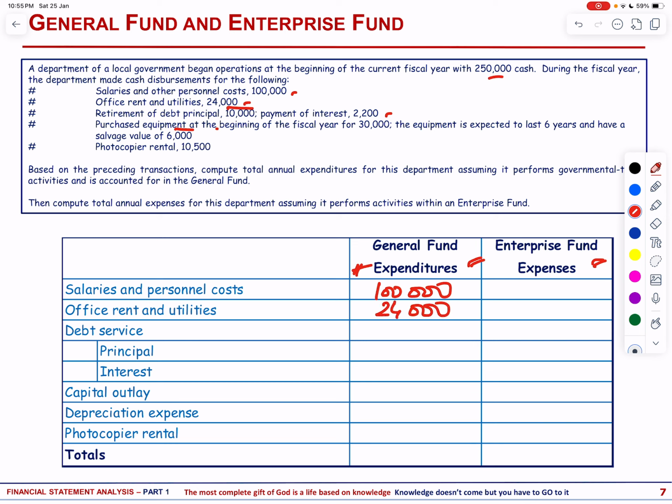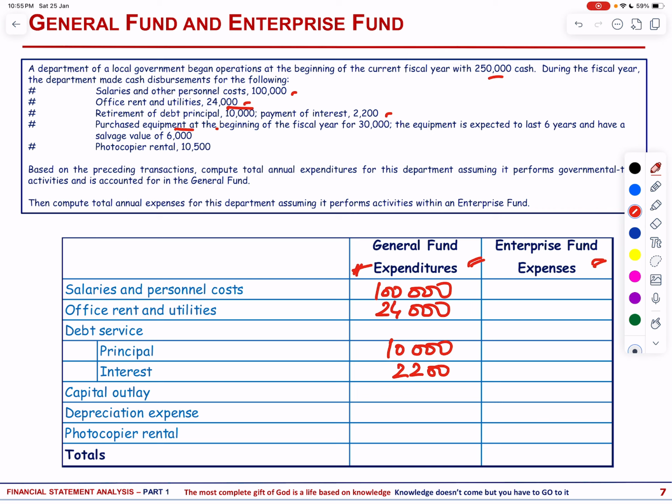Then number 3, there is retirement of debt for 10,000, and this is considered an expenditure because it is a cash outflow related to the payment of principal, that is 10,000. Then there is payment of interest on debt of 2,200. They are also considered expenditure under the modified accrual basis.